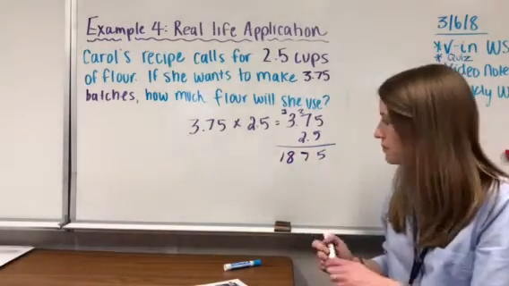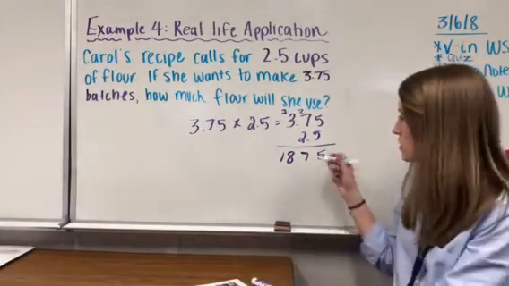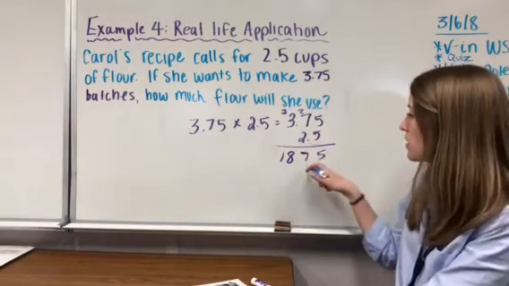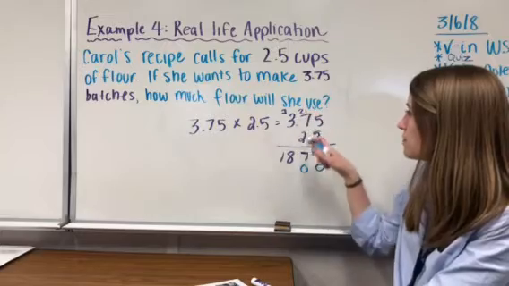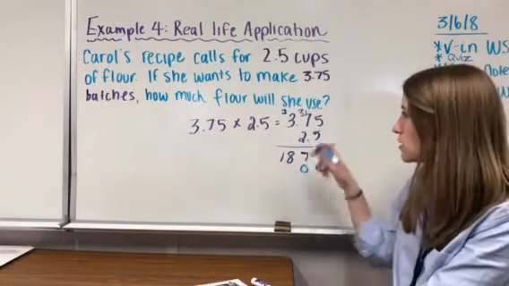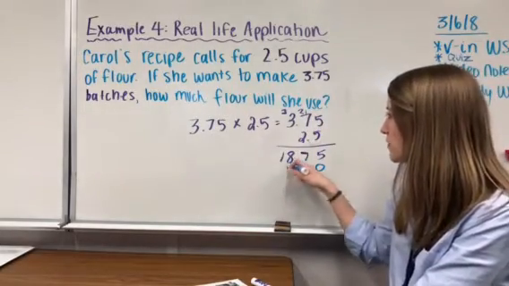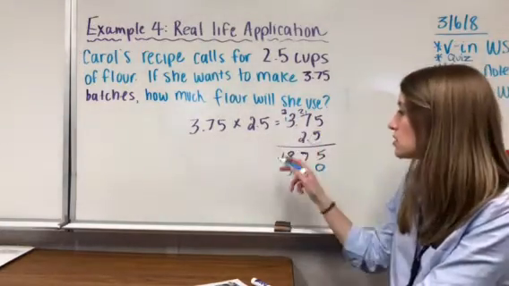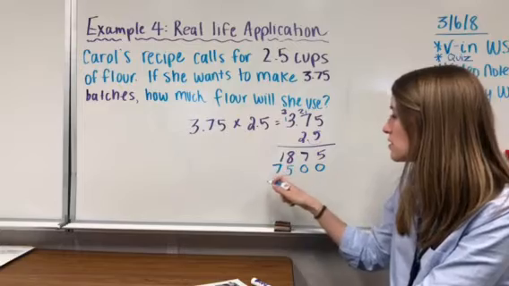Let's keep going here. We're going to go 1 place over. Start with a 0 here then. 2 times 5 is 10, carry the 1. 2 times 7 is 14, plus 1 is 15. That's 5, carry the 1. 2 times 3 is 6, plus 1 is 7.